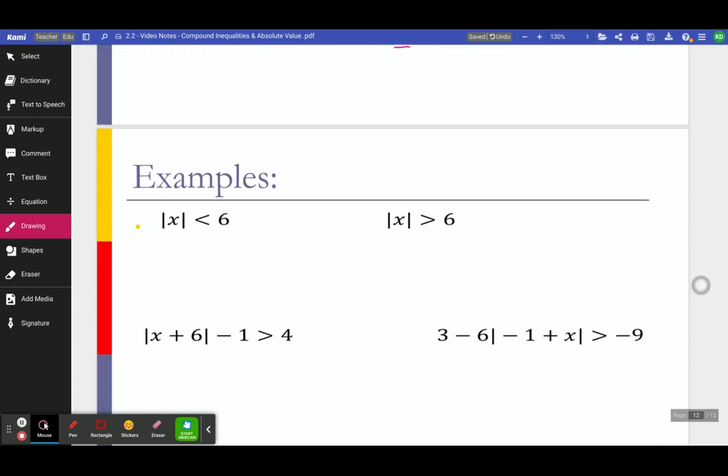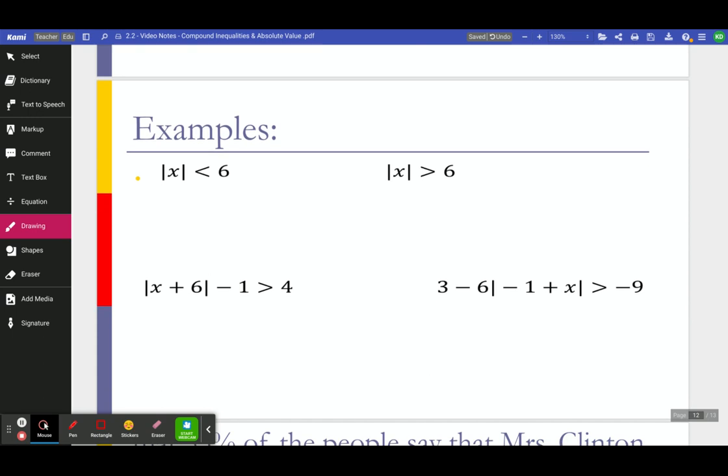So let's do some examples. We're going to start real simple with the absolute value of x is less than 6. So remember, we're going to do x in between. So it can be less than 6, and it has to be greater than -6. Okay? Since we're just working with x here, that one's already solved once we put it as a compound inequality.